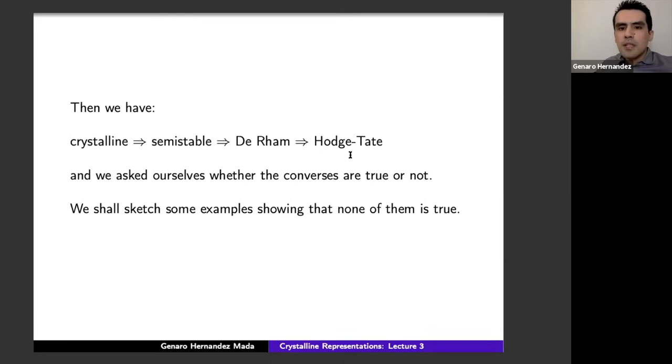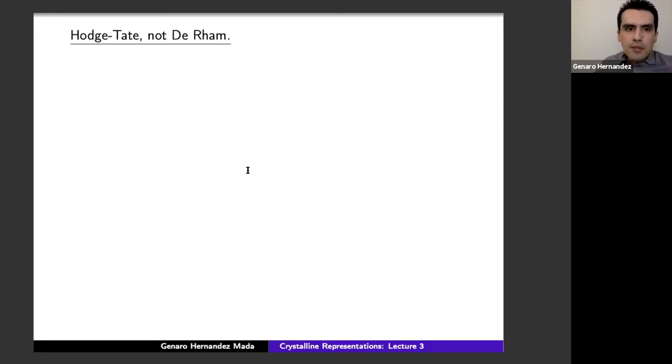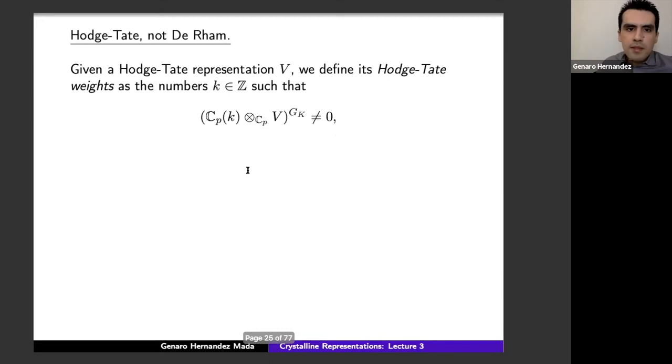So yeah, let me just say how these examples go, and then we move on. An example of a Hodge-Tate representation that is not de Rham. Of course, this is not the only way to construct examples, and it might actually be a good thing to discuss some other examples. But let me just state this one. I will give some facts that we need in order to justify things.